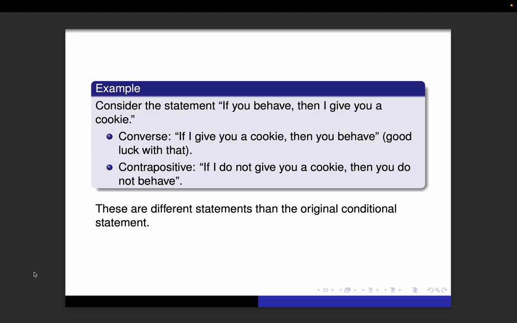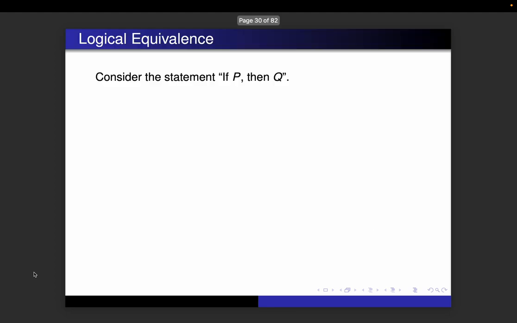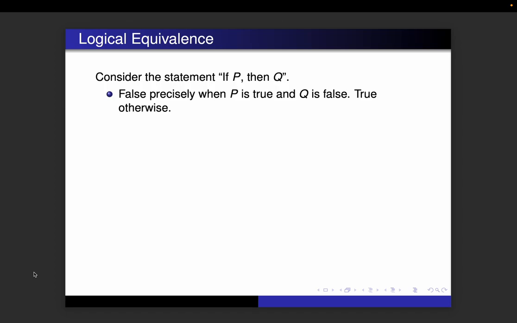So these are certainly different statements than the original conditional statement, but the question is whether either of those, or maybe both, is logically equivalent. Let's start with our original conditional statement, if P then Q. This is false precisely when the hypothesis is true, so P is true, and the conclusion is false, Q is false, and otherwise it's going to be true. That's the way I like to understand how conditional statements work.